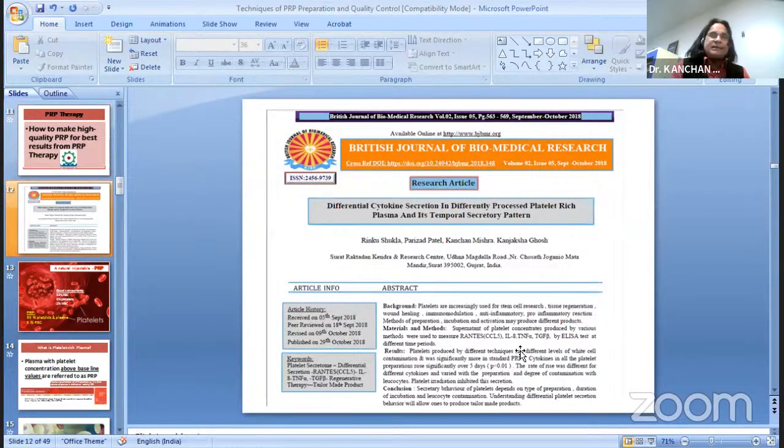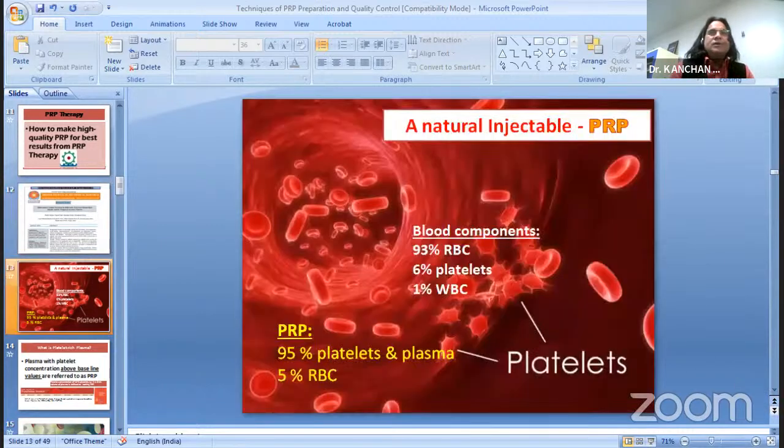This is my publication available online on PubMed. We spent more than 2 years to standardize a good method for preparation of PRP, activation of PRP, time of PRP, temperature of PRP. In the end we concluded a very good method: in your own lab, with only the help of centrifugation, you can make very good PRP. In our body naturally there is 93% RBC, 6% platelet, and 1% WBC. But in PRP, there is 95% platelet and plasma, and only 5% RBC. This is very important.